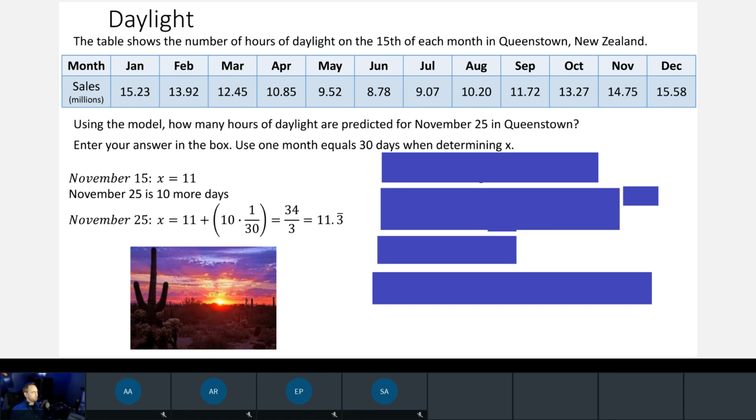All right. So from the previous page, we know the formula, right? So that's from the previous page. And it wants to know how much daylight is on the 25th of November. And we figured out the X value is 11.333 forever, or 34/3. That represents the 25th of November.